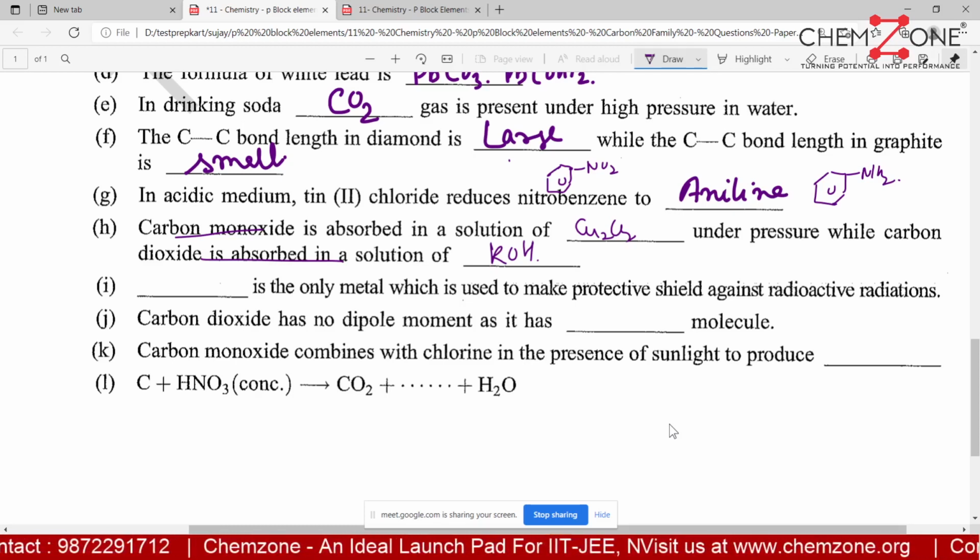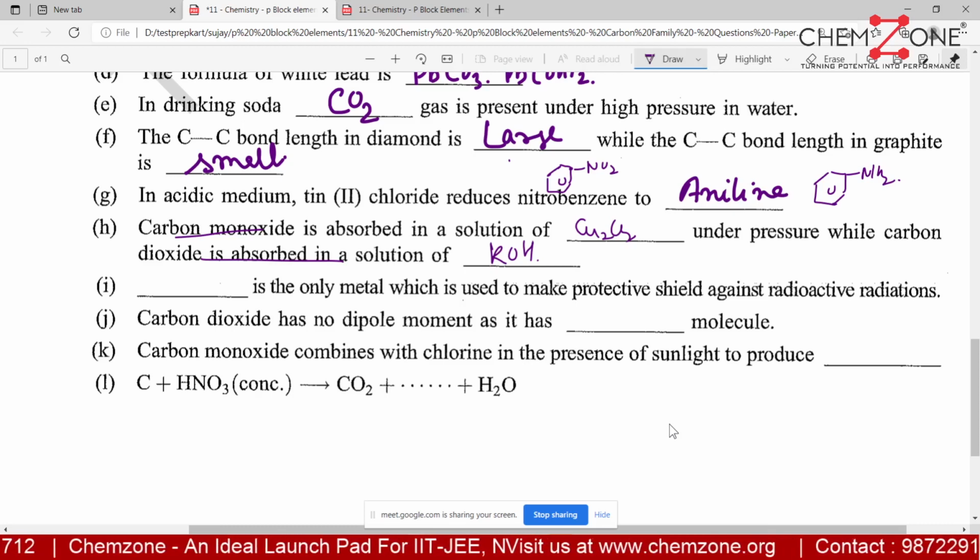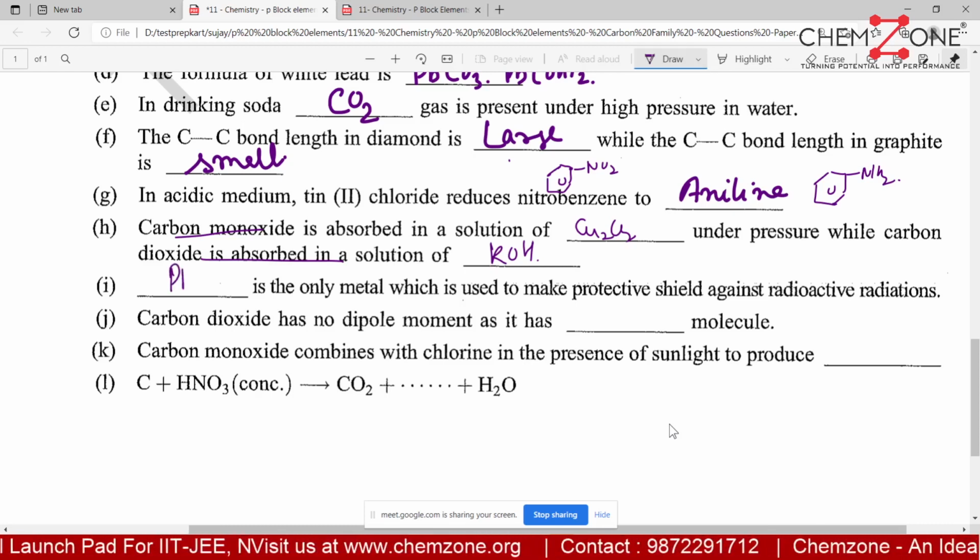Dash is the only metal which is used to make a protective shield against radioactive radiation. Lead, Pb.